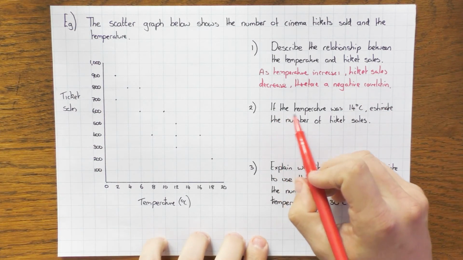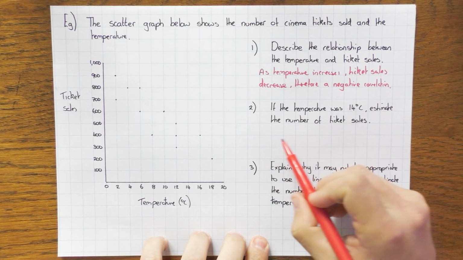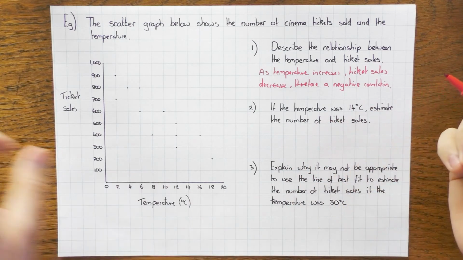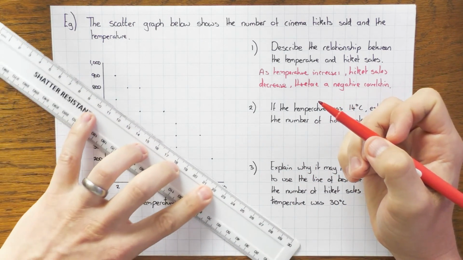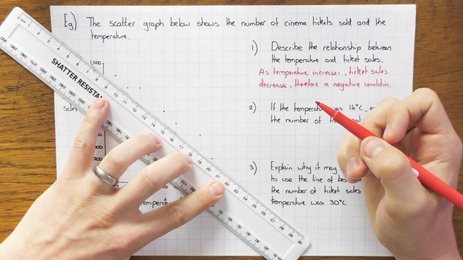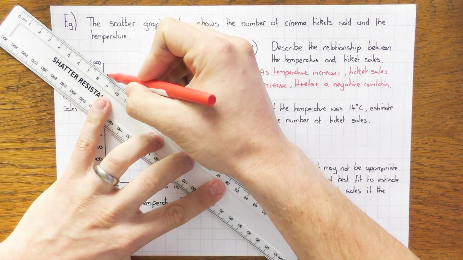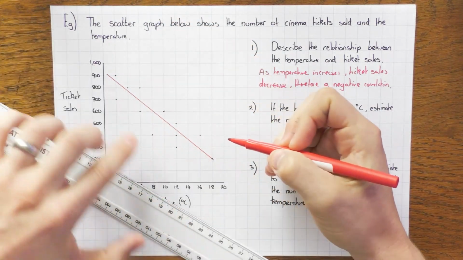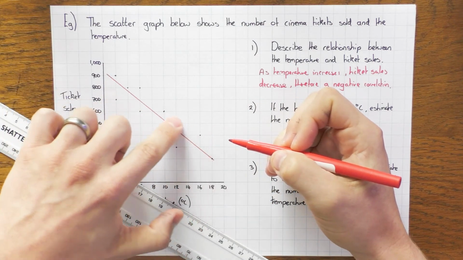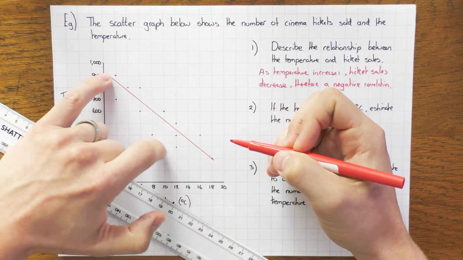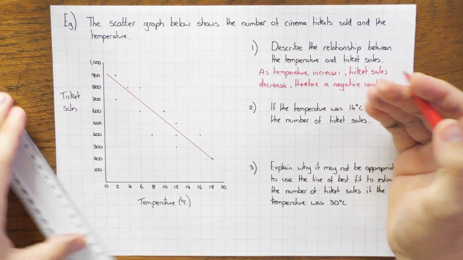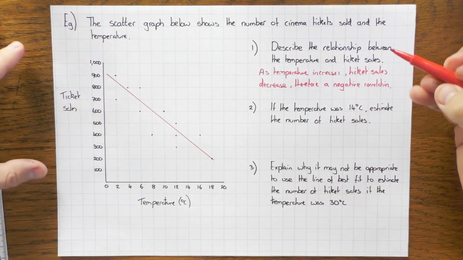Okay, question 2 then. If the temperature was 14 degrees, estimate the number of ticket sales. Again, we're going to draw our line of best fit here. And again, you should use pencil. I'm going to go with that. 1, 2, 3, 4, 5. 1, 2, 3, 4, 5. It's gone through that one. Yeah, you may want to just tweak that, but that would be absolutely fine in the exam.